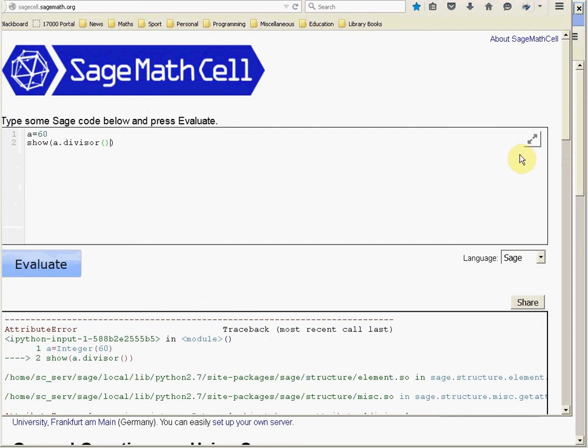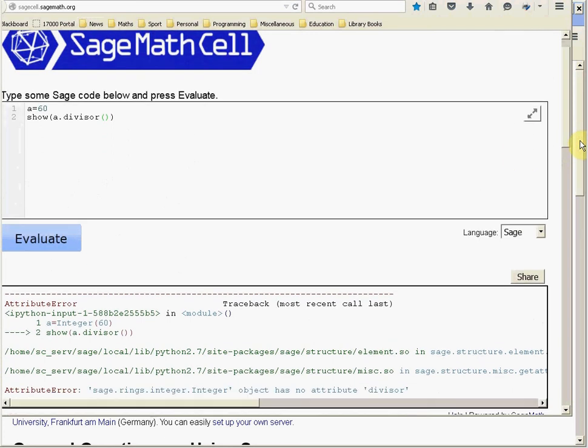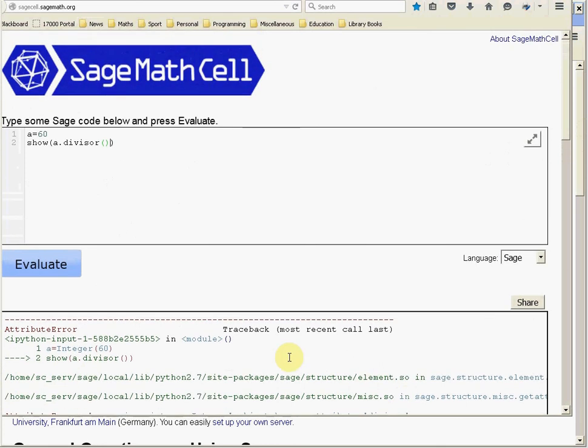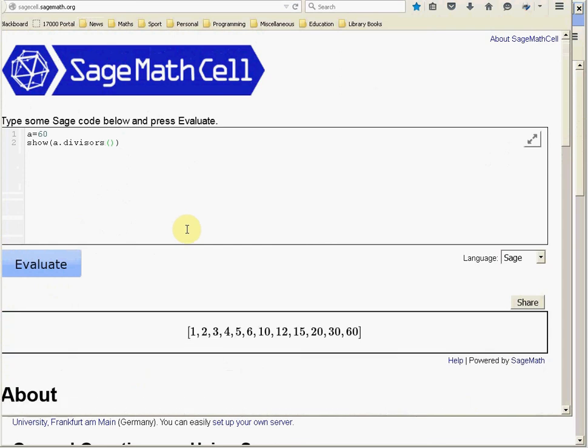So you can see here, here's an error that we've got. And this is another weakness of Sage MathCell, is that this error doesn't really help you that much. Although it says down here, object has no attribute divisor. So what that means is I've typed in the wrong command here. And what I should have typed in is divisors. And so when I do that, there's my answer. They're all the divisors of 60, and the output is in a list. So a list is a sequence of numbers here in square brackets.